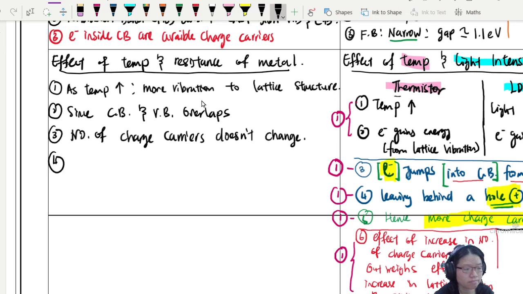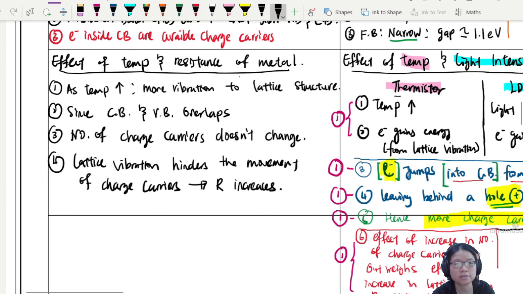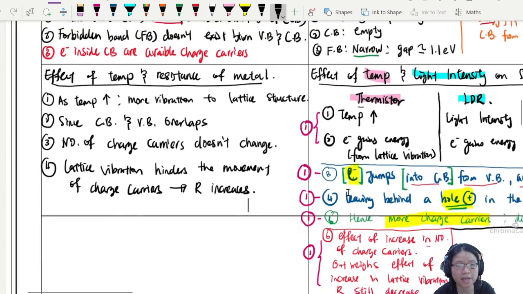Then number four, hence the lattice vibration hinders the movement of the charge carriers. And because of this, the resistance increases.